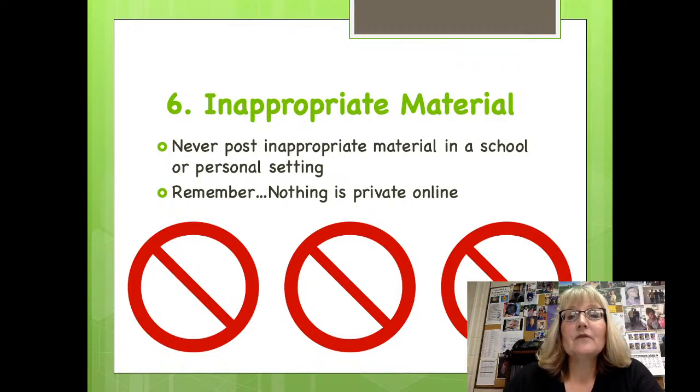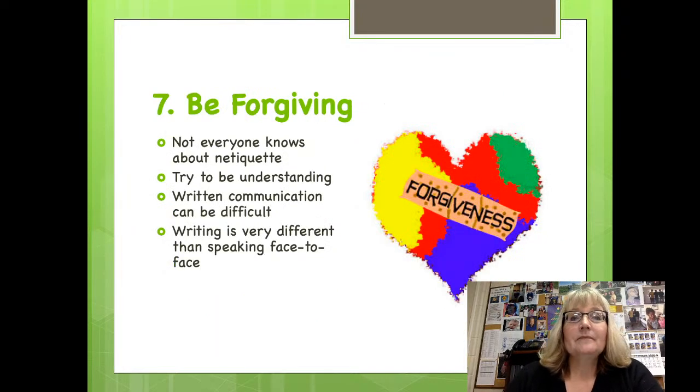Inappropriate material. Never post inappropriate material in a school or a personal setting. Remember, nothing is private online. Okay? Be forgiving. Not everyone knows about netiquette. Try to be understanding. Written communication can be very difficult, and writing is very different than speaking face to face.